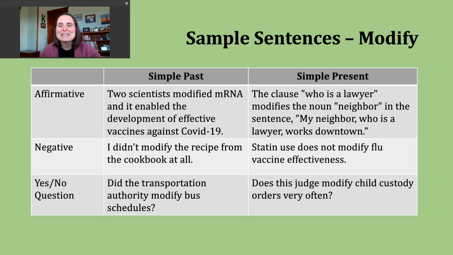Now let's move on and talk about making a yes or no question in the simple present. To do this, I start with do or does, whichever form matches my subject. That subject comes next. Then you're going to see the base verb. I always like to point out to students, notice the only time I'm using the IES ending on the verb is in the affirmative. I'm not using it with the negative or my yes or no question. Let's take a look at that last example. Does this judge modify child custody orders very often?